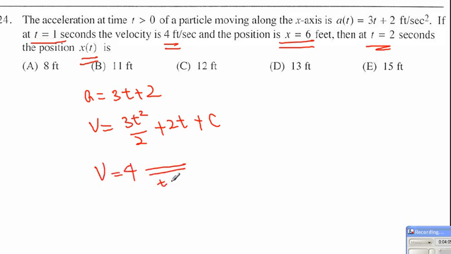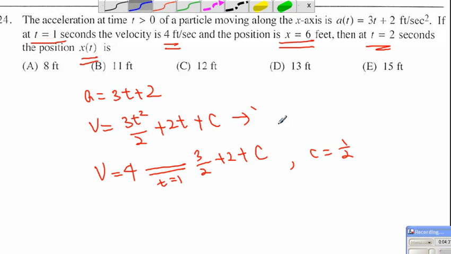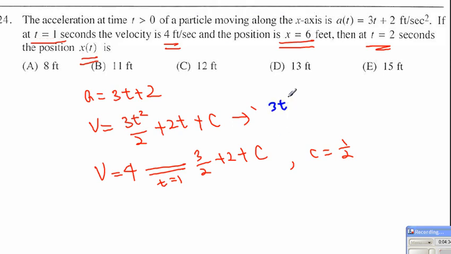When t was equal to 1, then we realize that we have 3 over 2 plus 2 plus c. Now, when you simplify this one, then you will realize that c here is equal to 1.5. 2 becomes 3.5, so we end up getting 1/2. C becomes 1/2 when you calculate this one. Now, that means this can be rewritten as v equals 3t squared over 2 plus 2t plus 1/2.